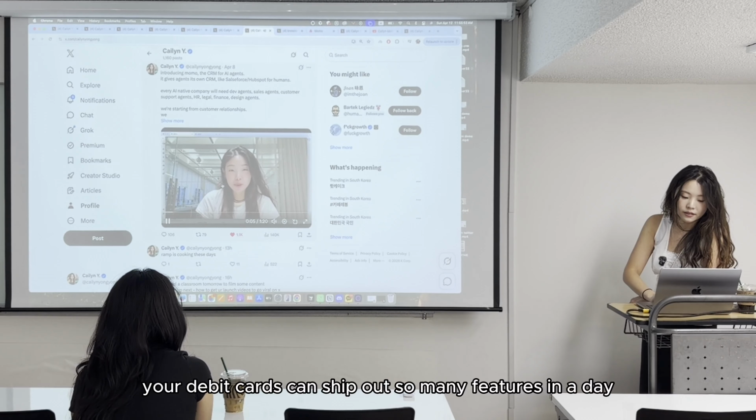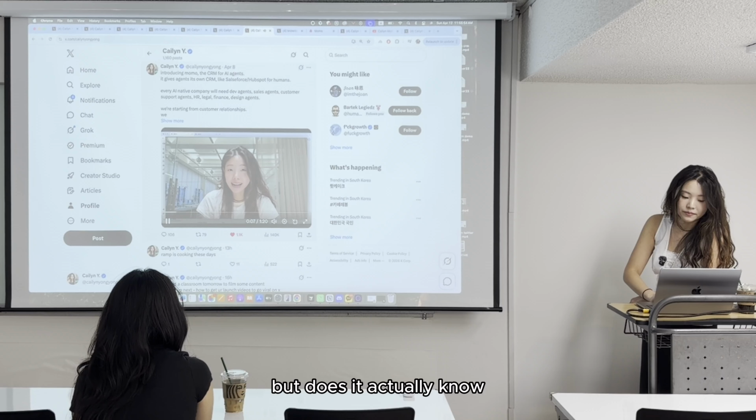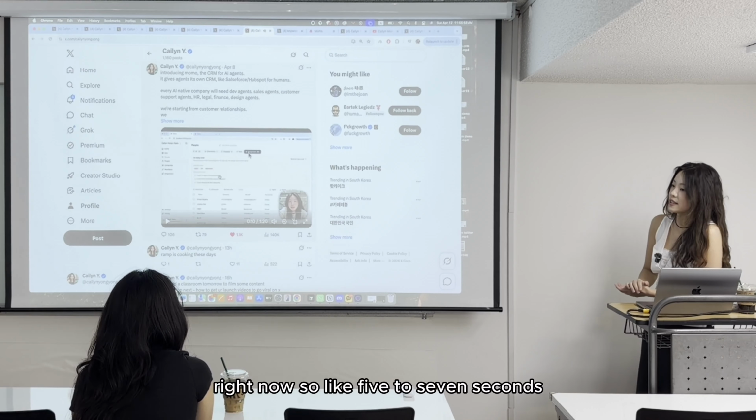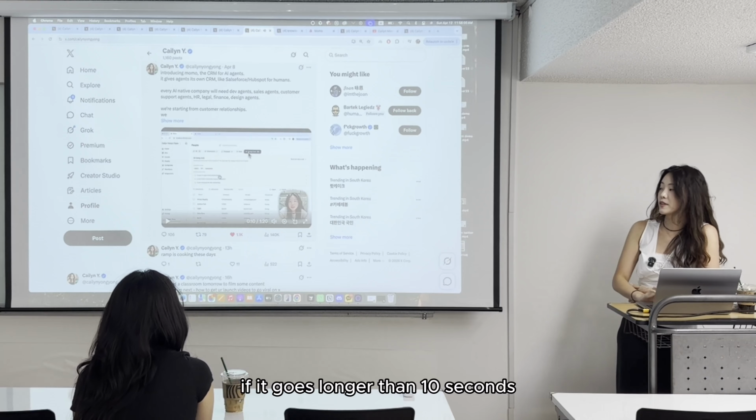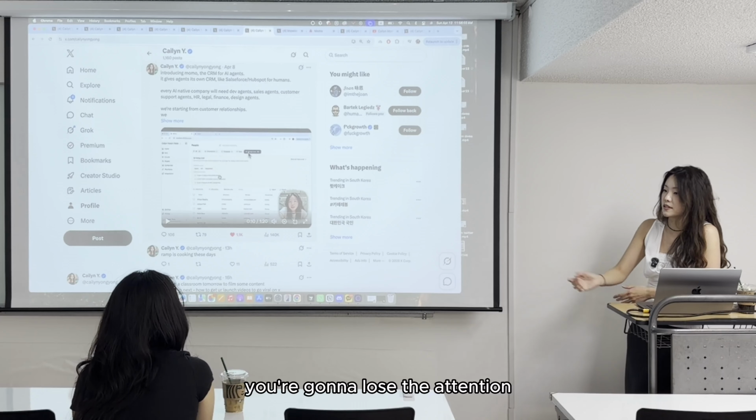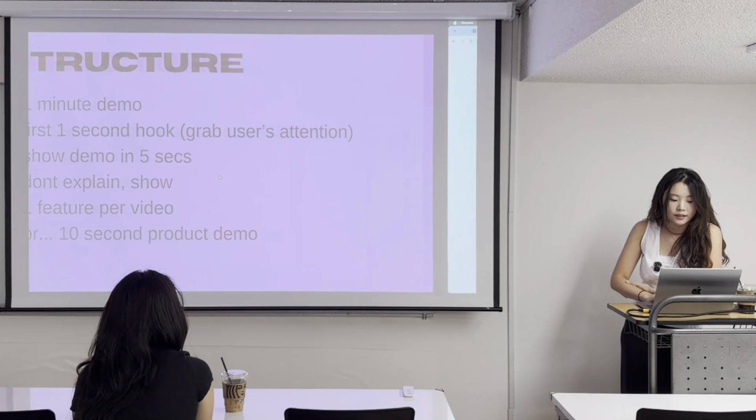Your dev agents can ship out so many features in a day, but does it actually know which features matter the most? Right now, so like 5 to 7 seconds, you want to show the demo. If it goes longer than 10 seconds, you're going to lose the attention.